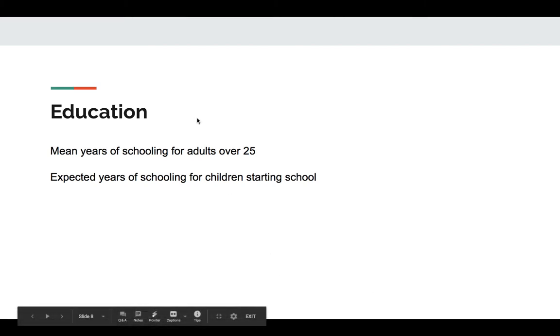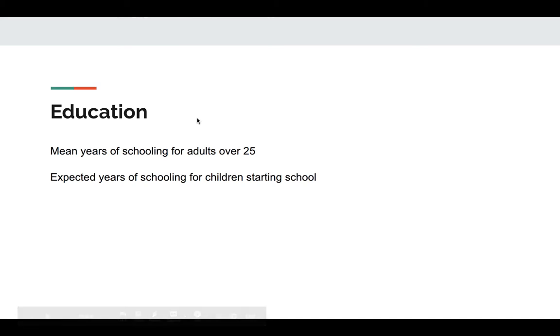For education, there are 2 measures here. So one of them is mean years of schooling, or average years of schooling for adults over 25, and then expected years of schooling for children starting school. So this is really important. And even if you think about the United States, if you think about your parents' generation, your grandparents' generation, and then beyond, you may see a pattern where your grandparents, or if you know your great-grandparents, there's a good likelihood that they received less education than your parents and than you will. So it's interesting to see if children who are starting school today are expected to complete more schooling than this number here, than the average number of years of schooling for adults over 25.